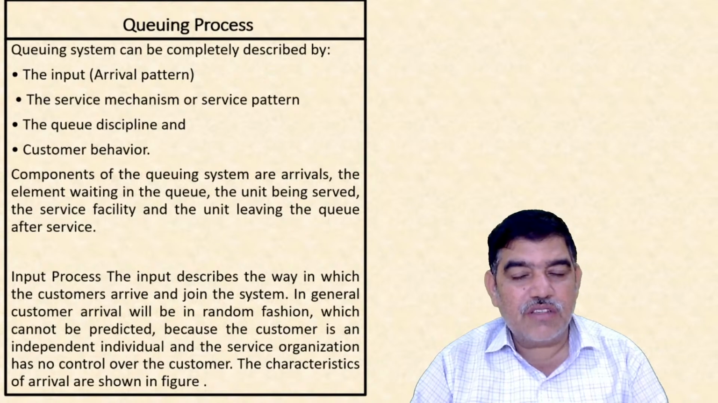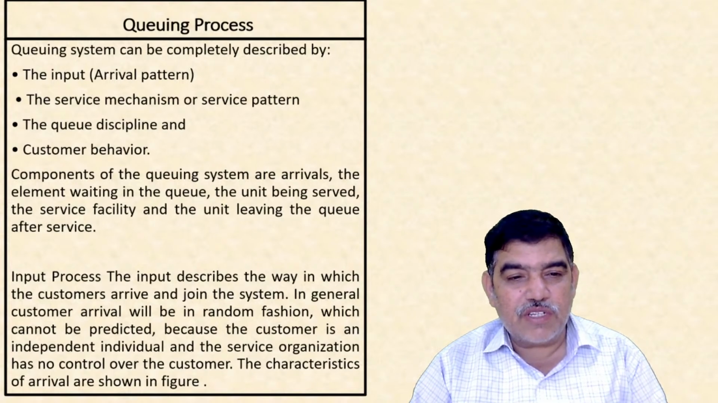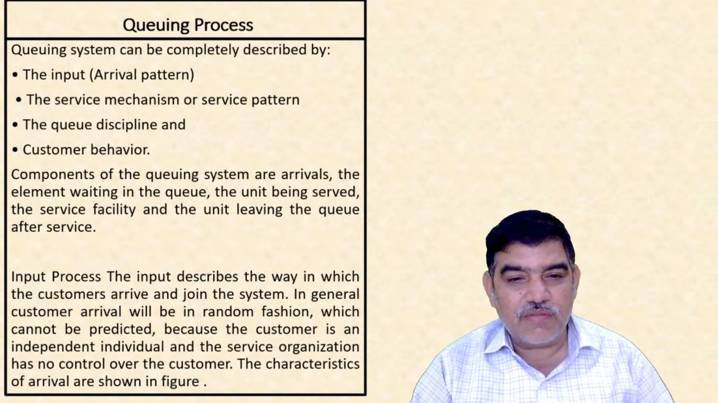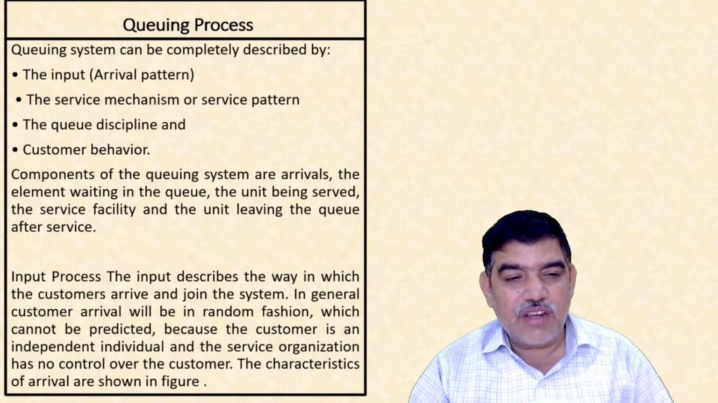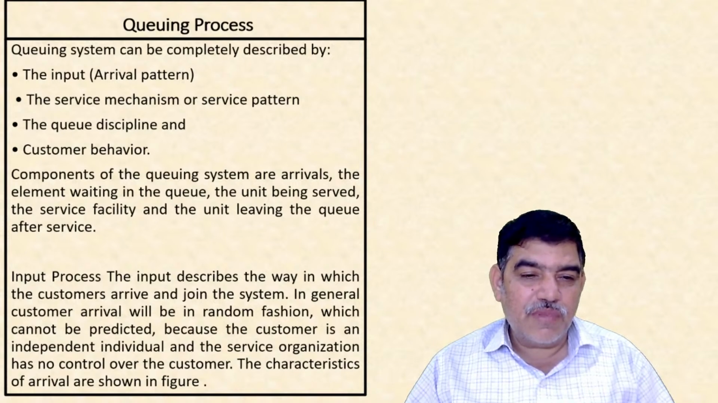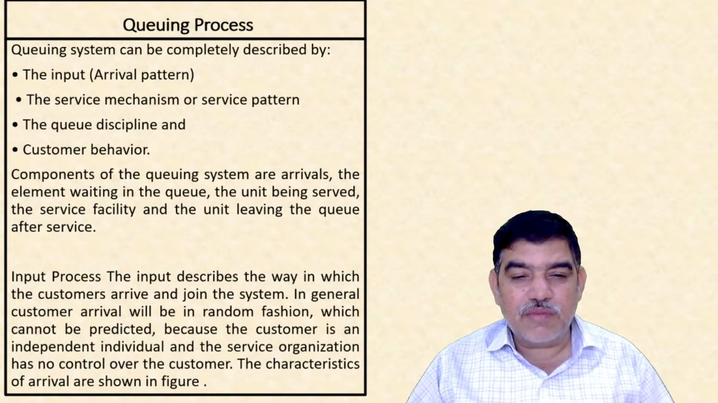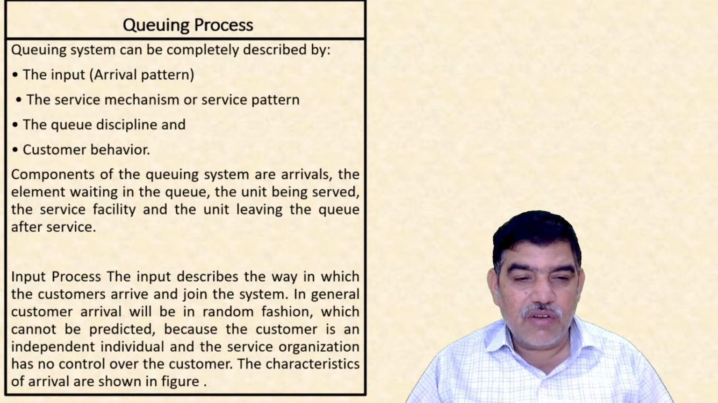So, we can discuss what the input process actually is. The input describes the way in which the customers arrive and join the system. A customer who arrives and joins the system joins the queue to take their turn. In general, customer arrival will be in random fashion, meaning no customers are fixed. Different customers come to the bank, for example, for different purposes: withdraw money, deposit money, deposit a check. So the arrival will be in random fashion, which cannot be predicted. We can never predict at which time a customer will come, because the customer is an independent individual and the service organization has no control over the customer.